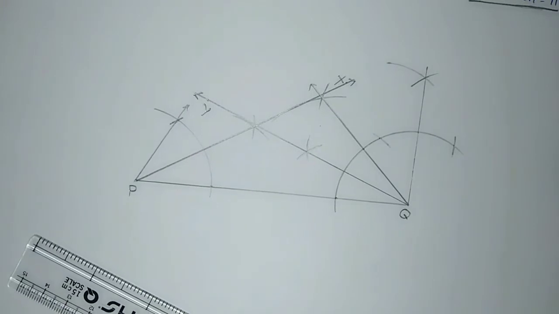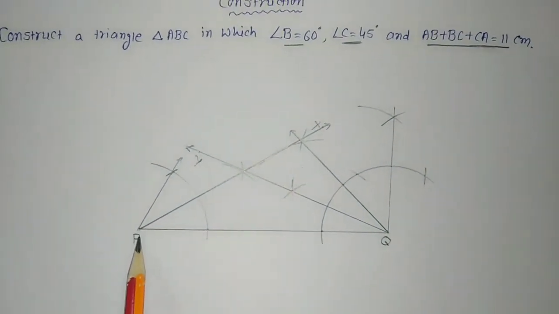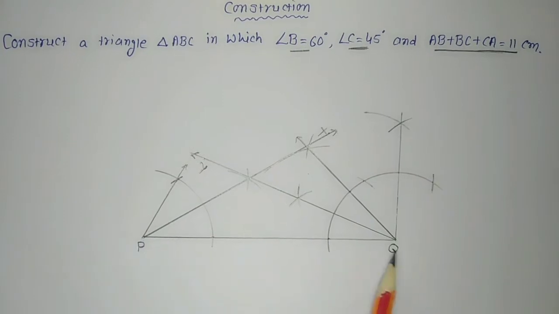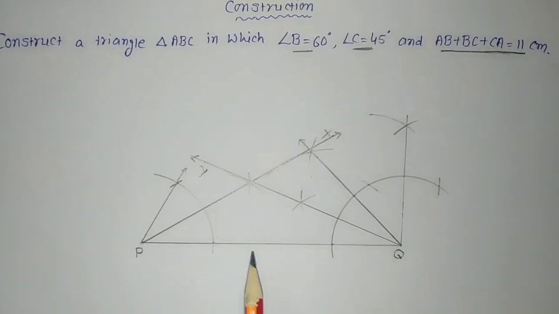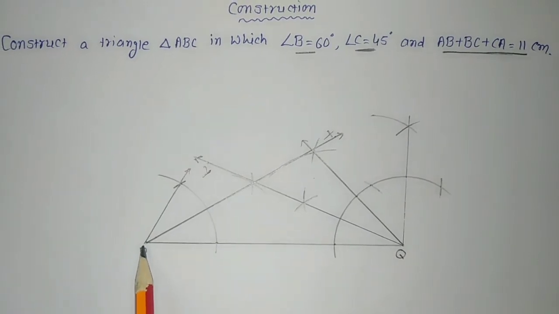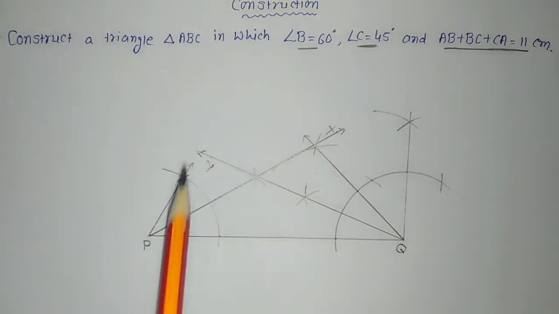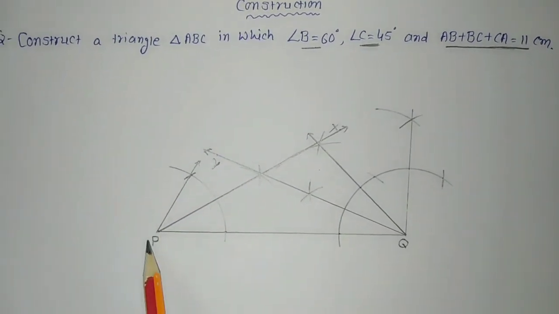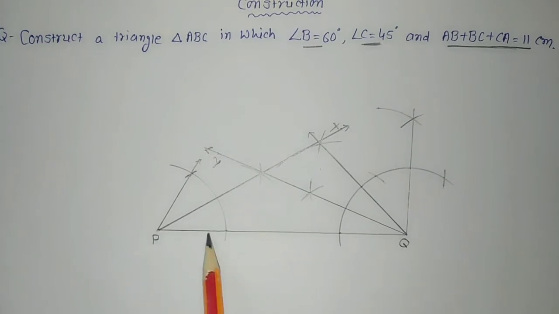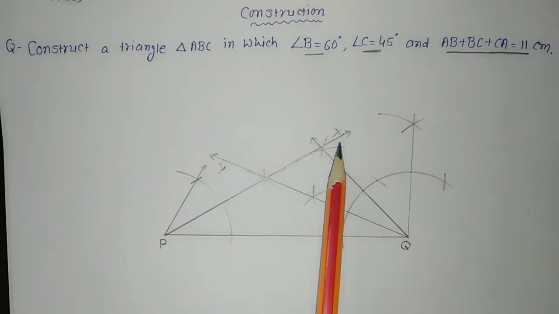I hope I will explain again what we did. First of all, the sum total of AB plus BC plus CA that we have taken as PQ, which is 11 centimeter. And if I want the angle B at this side, then we have drawn the same measure at point P. Angle B is given to be 60. So what I did, at point P we have made the angle of 60, and then I have taken the angle bisector of that angle 60 and I have drawn the ray PX.